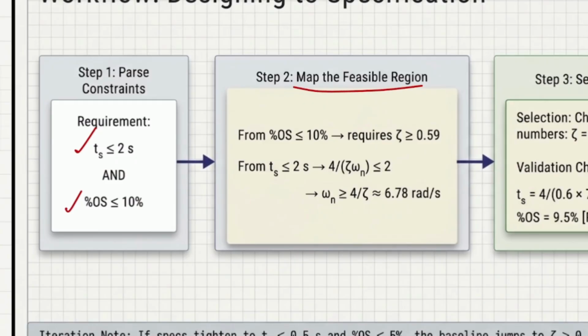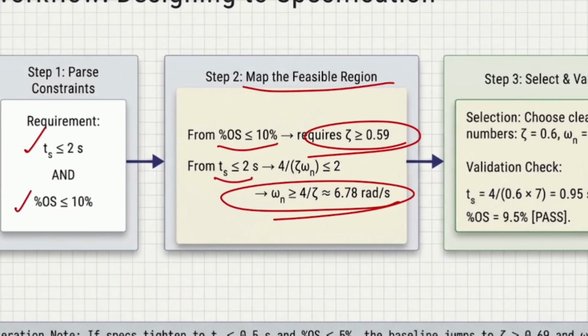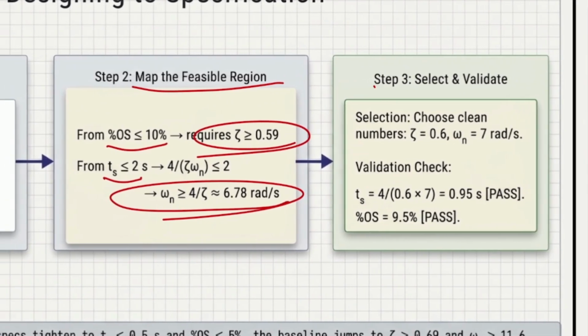And if I would like to map the feasible region, I have to consider that TS and that overshoot. While I'm considering the overshoot of less than 10%, it means that my damping should be more than 0.6. And from the TS of less than 2 seconds, it means that my omega n should be more than or equal to 6.78 radian per second. And at this point, I can select and validate. It means that, okay, I chose 2 numbers, but still I have to check whether this is going to satisfy my requirements or not.